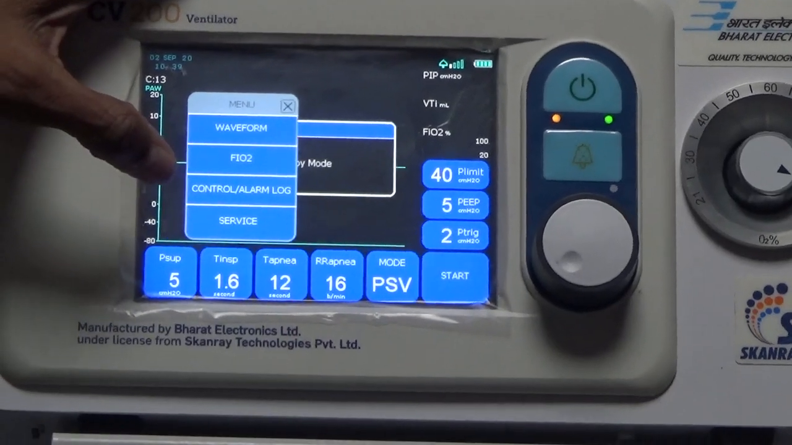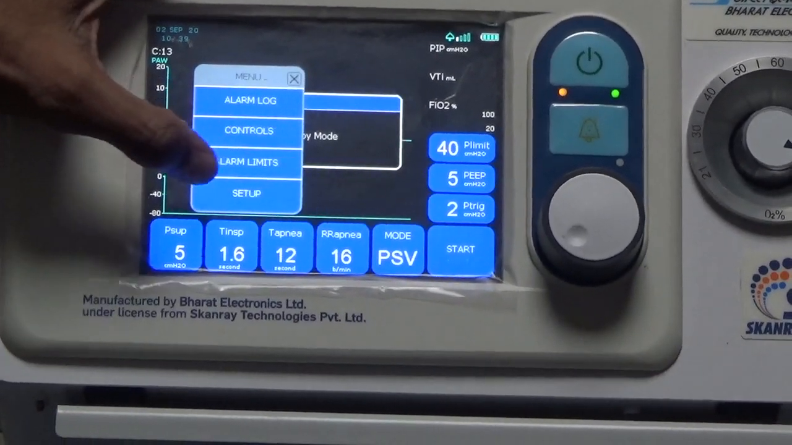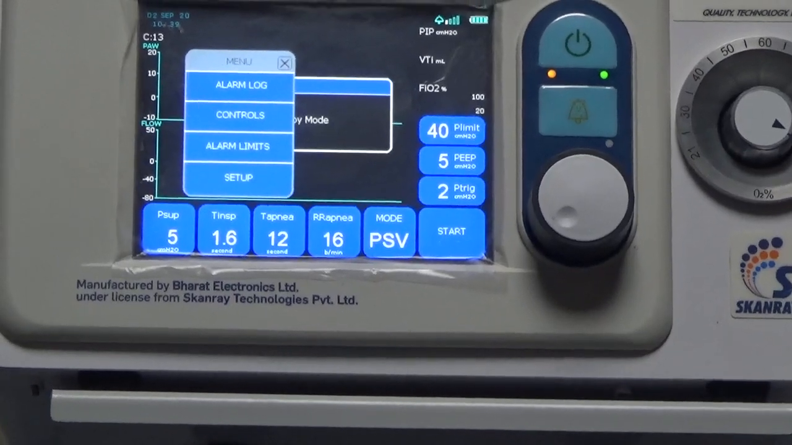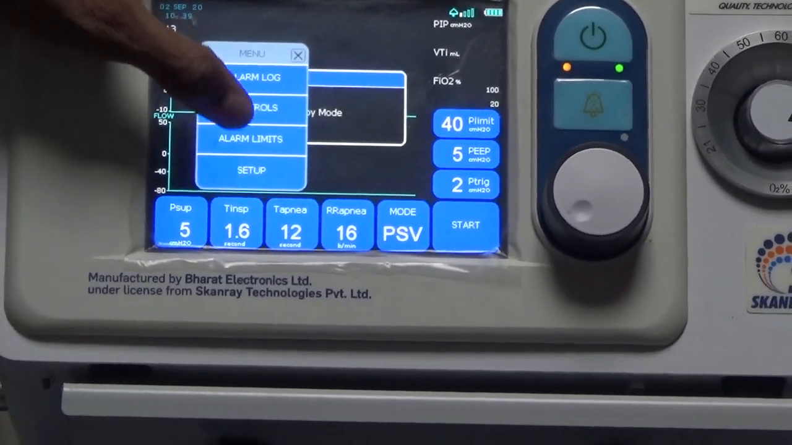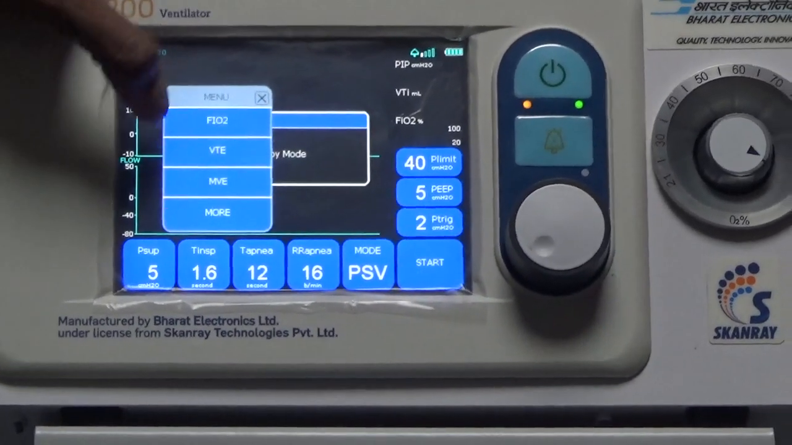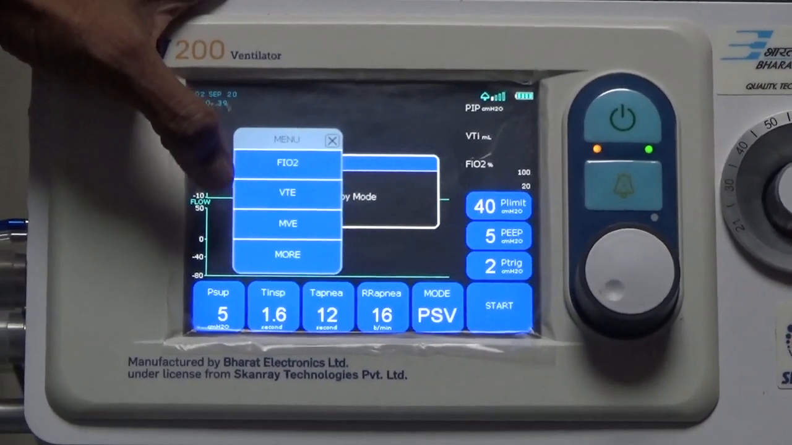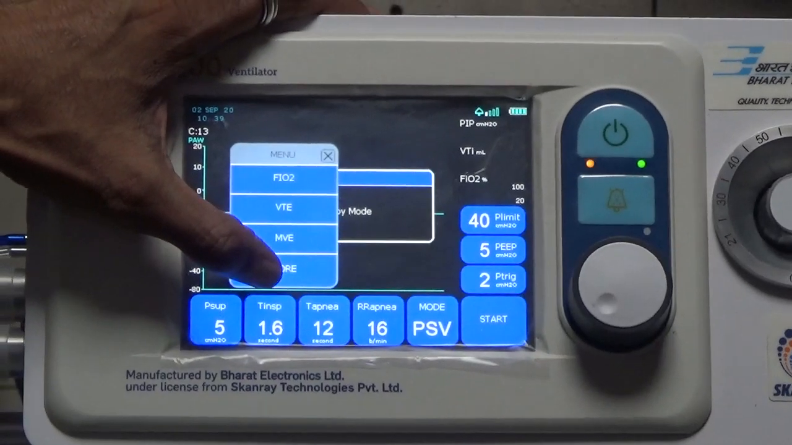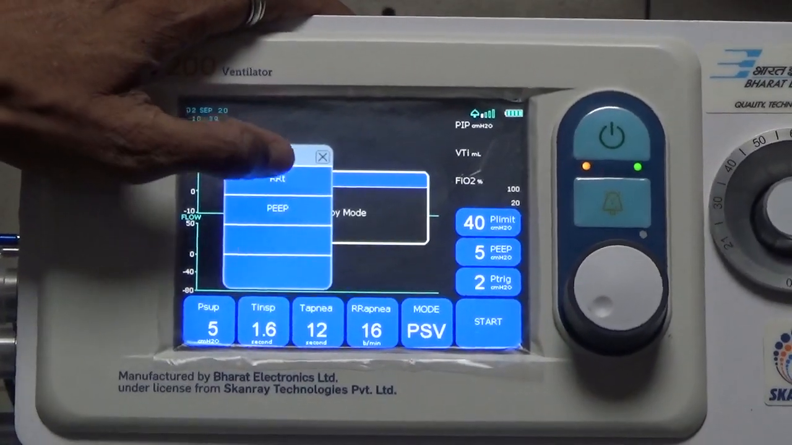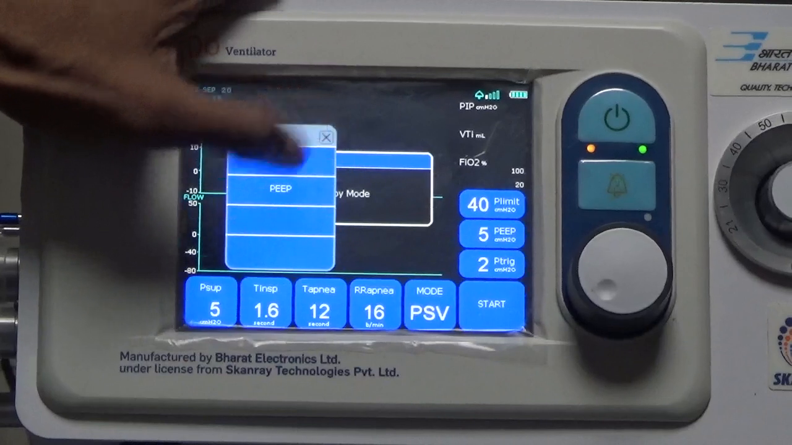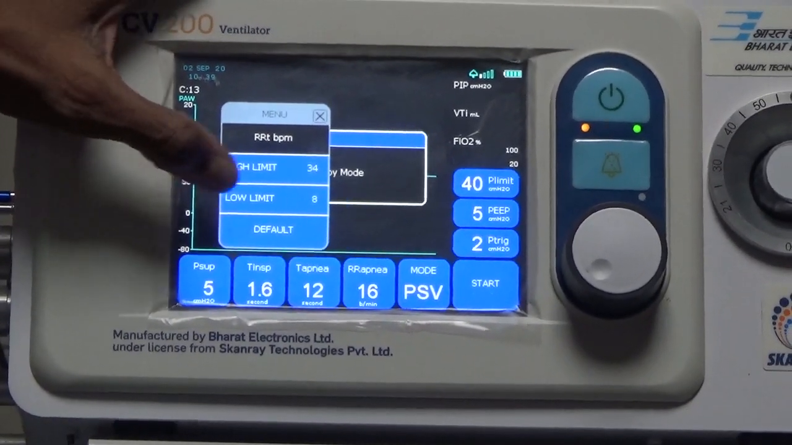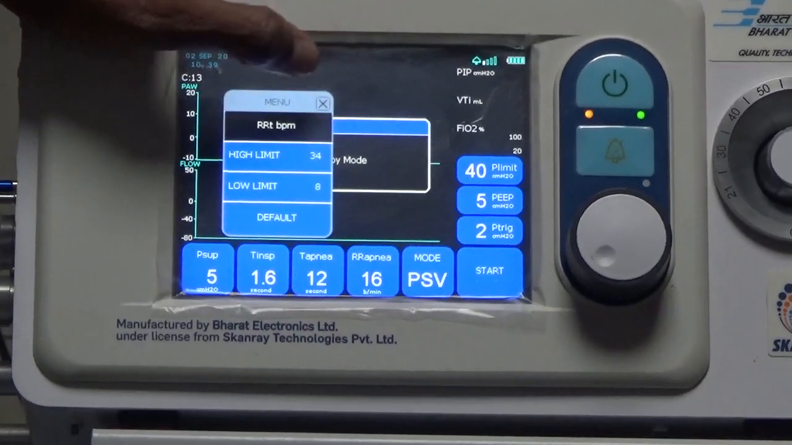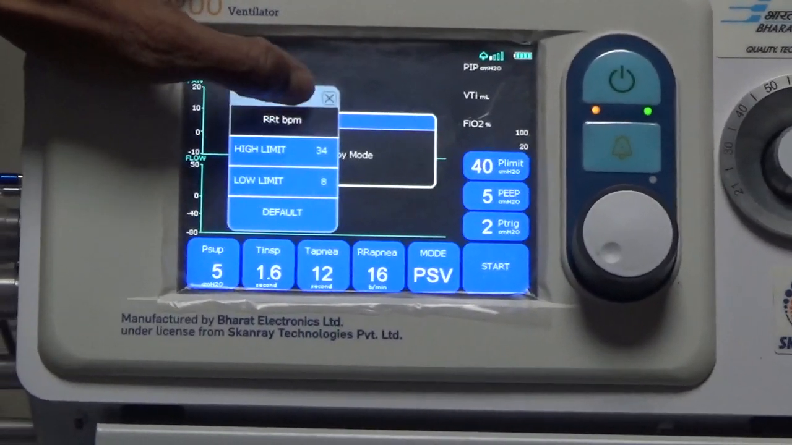Now on non-invasive ventilation, the alarm limits can be kept at a minimum because this patient is conscious and he will be able to tell you about what is happening to him. So high limit respiratory rate 34 is okay, low limit is, this is okay.